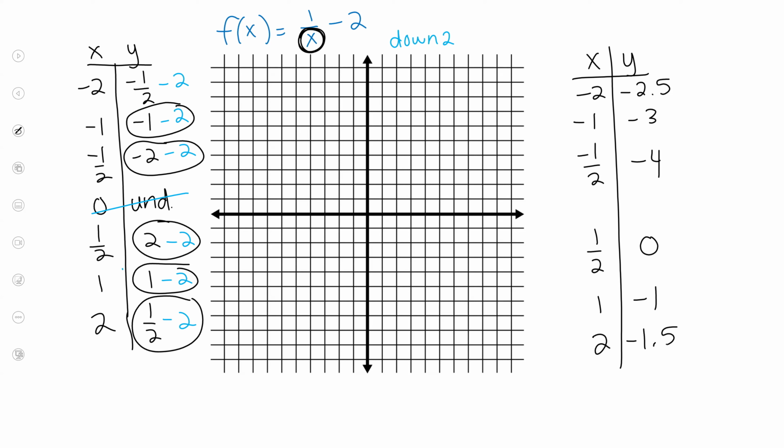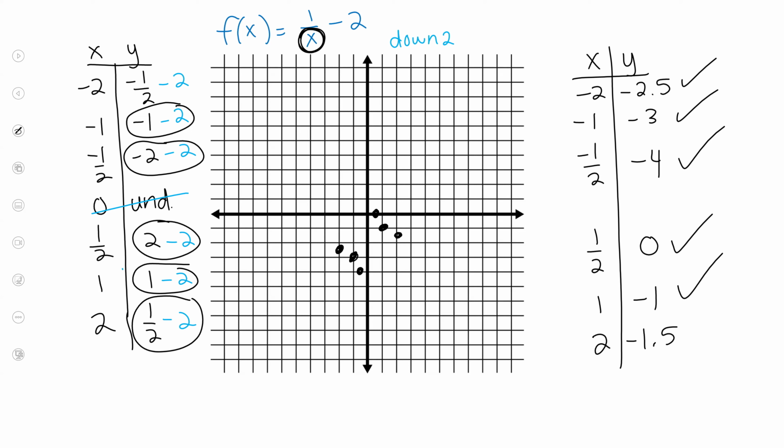So I'm going to plot these points. Negative 2, negative 2.5 is here. I did that one. Negative 1, negative 3 is right here. Did that one. Negative 1/2, negative 4, right here. 1/2, 0 is right here. 1, negative 1 is here. And 2, and then negative 1.5 right there. So those are my points.